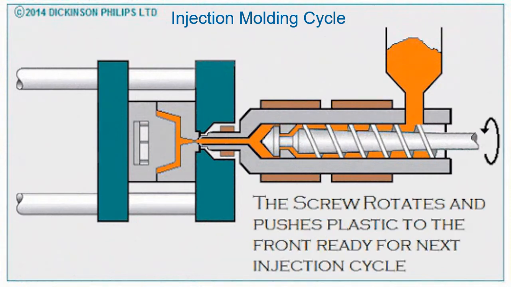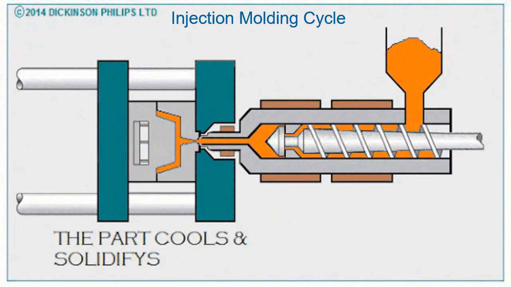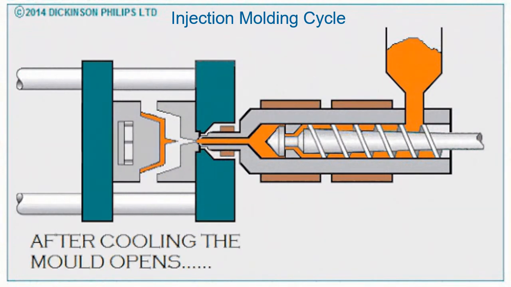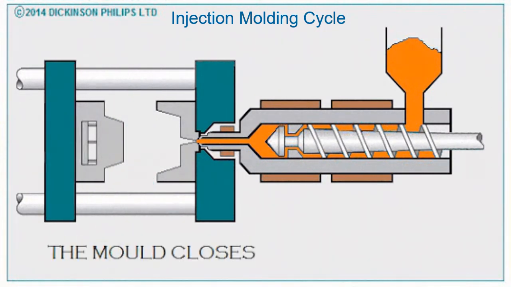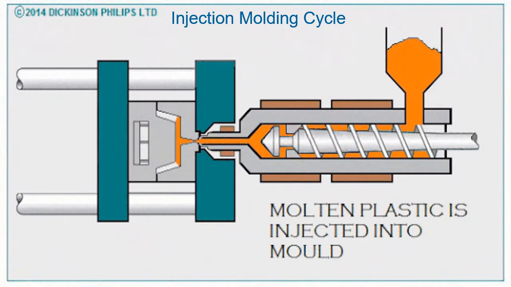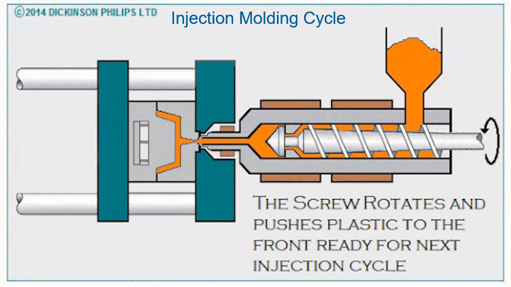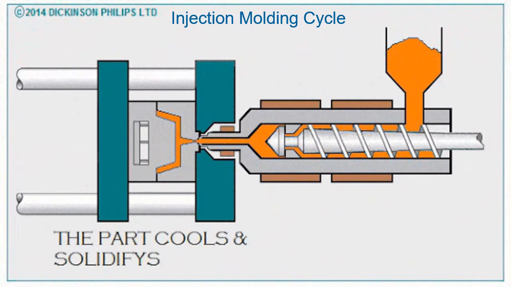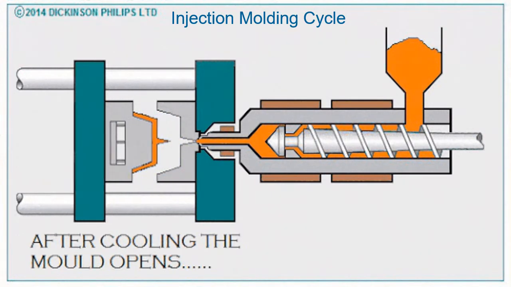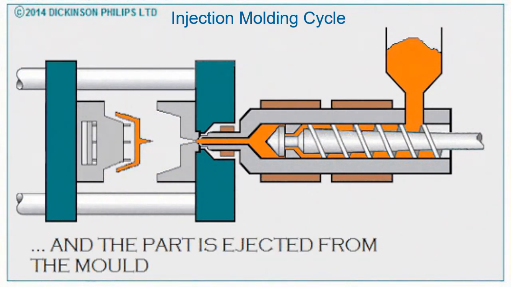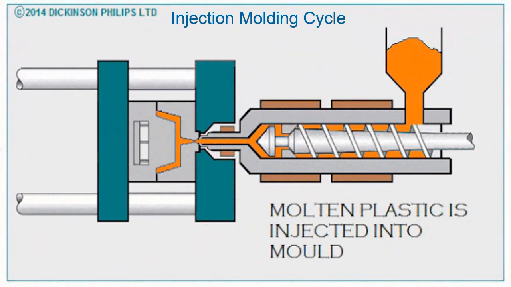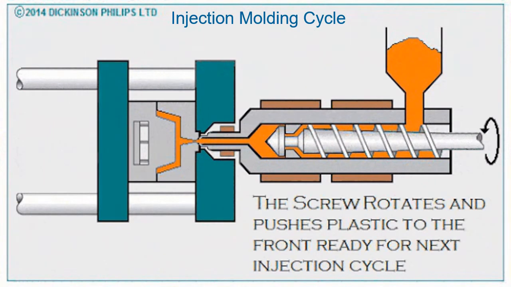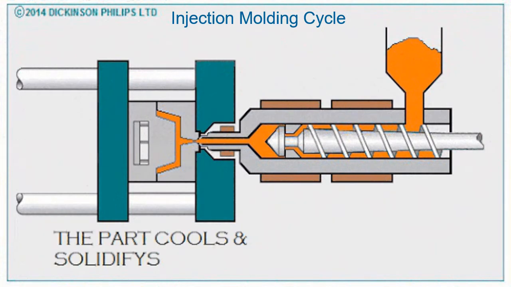The injection unit of the molding machine consists of a barrel fed from one end by the hopper containing a supply of plastic pellets. Inside the barrel is a screw with two functions. The first function is to rotate for mixing and heating the polymer. The second function is to act as a ram to inject the molten plastic into the mold.